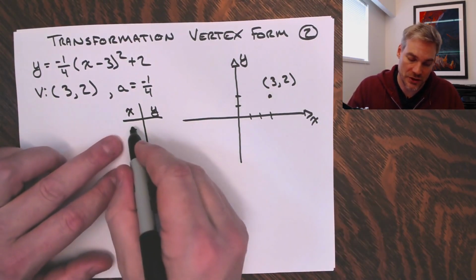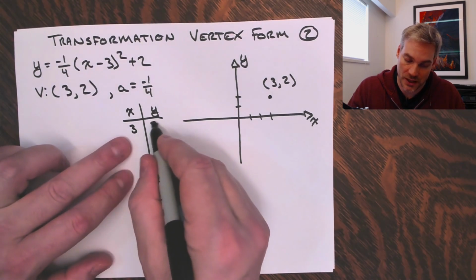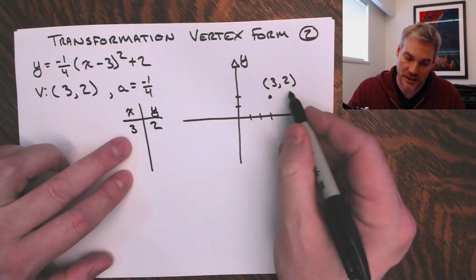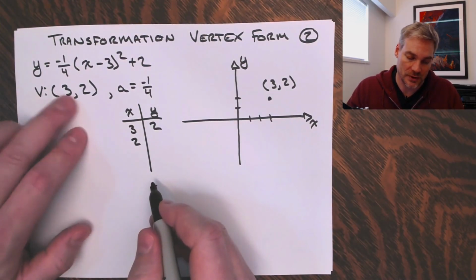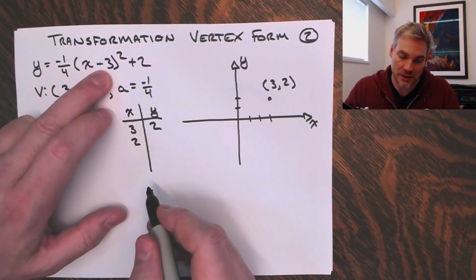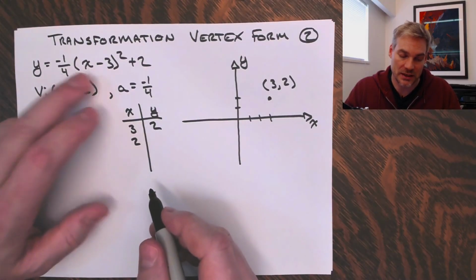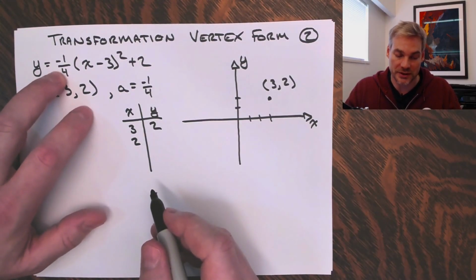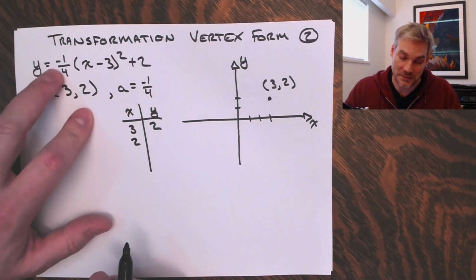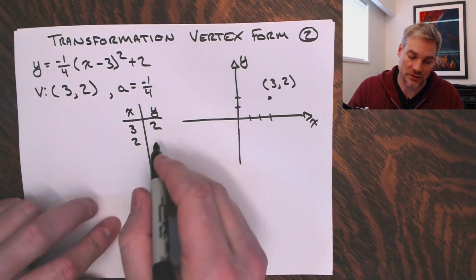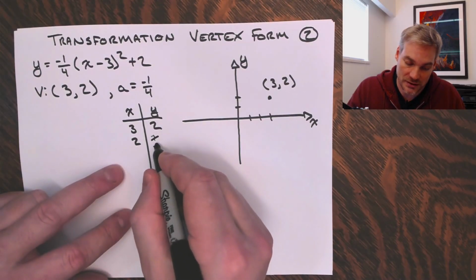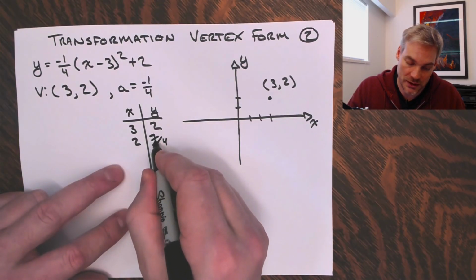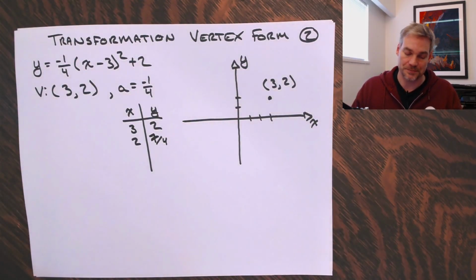So if x is 3, we know y is 2. We have that just right off our vertex. What happens if x is 2? So we put 2 in here. We have a negative 1. Negative 1 squared is 1 times a negative quarter. So that's just negative quarter plus 2. So that's 2 minus a quarter, or 7 over 4. That's a wonky looking 7, but 7 over 4.